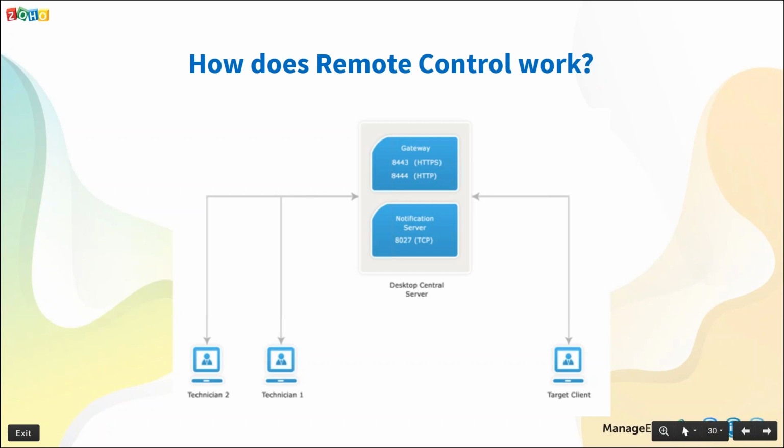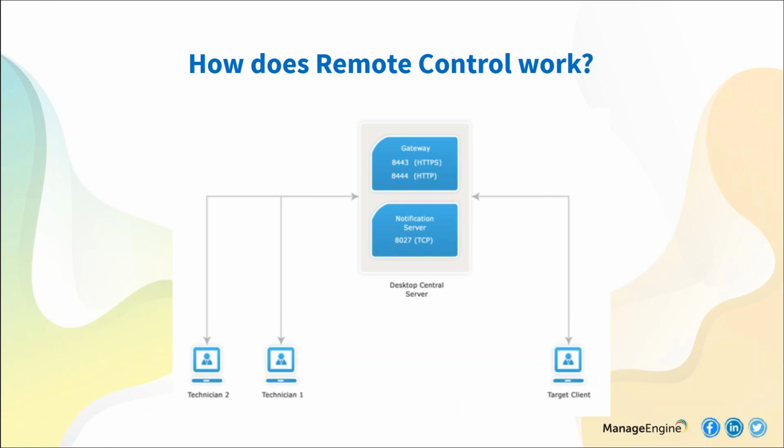Now we might ask, how did this work? This is a very simple design. The server holds the key here. There are two ports that need to be open, that is 8443 and 8027. The moment the technician initiates a remote session, I was talking previously about the notification server being an interesting component. This is the server that keeps track of the live agents, or this is what is responsible for immediate action. We call this an on-demand action.